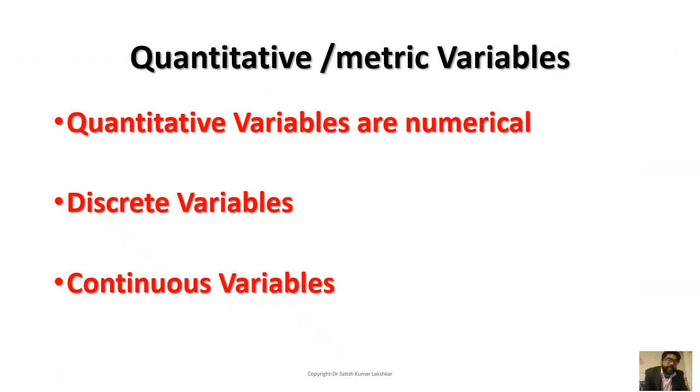Now, when we talk about quantitative or metric variables, there are three different types. Quantitative variables are numerical or mathematical in nature, this we talked about earlier. The second category is the discrete variable, and the third category is the continuous variable. So numerical, discrete, and continuous variables, these are the three different types of metric variables. We can easily quantify them.